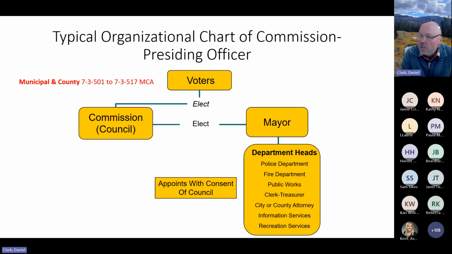So we have two communities in the state right now that operate with this form of government, and that's Virginia City and Broadview, Montana. They're north of Billings.